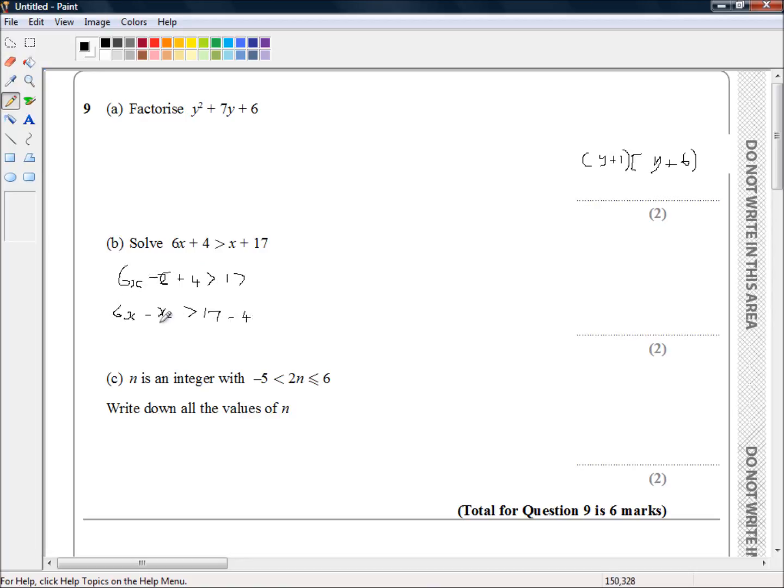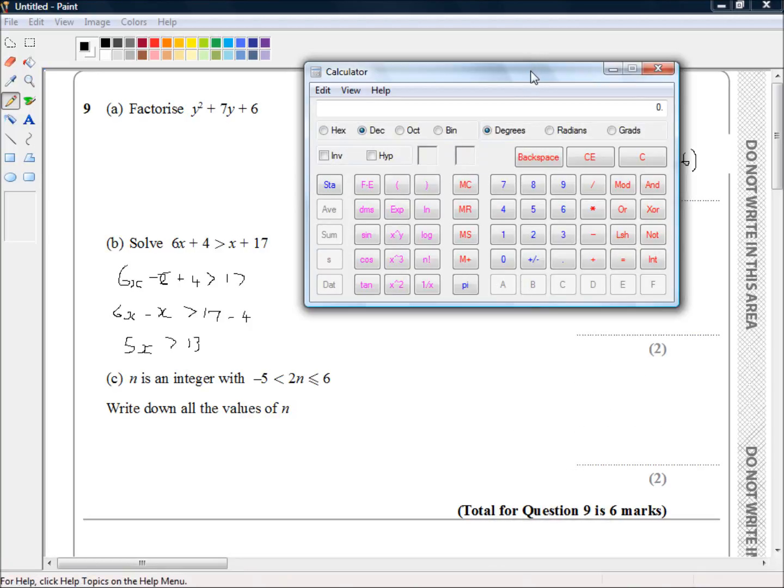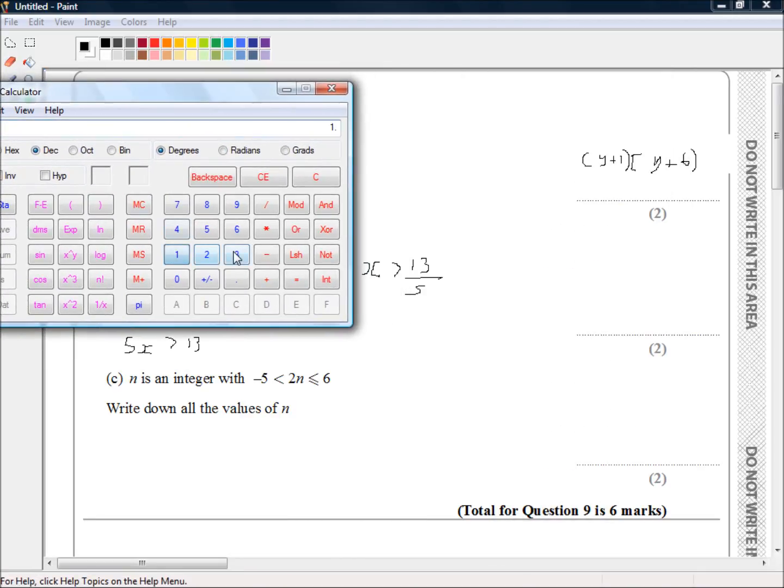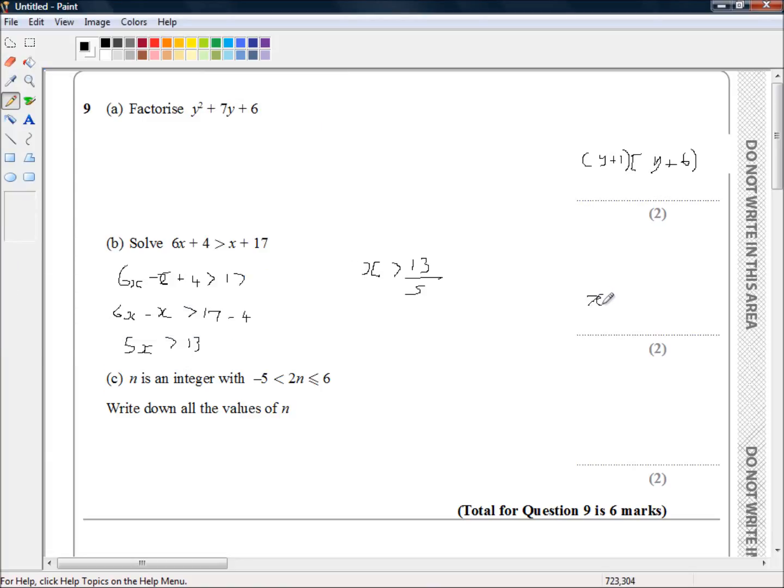And if you feel confident, this step could probably be just skipped, but I just wanted to show you how we got to here. Okay, so now combining like terms, 6x minus x is just 5x, which is greater than 17 minus 4 is 13. And then dividing both sides through by 5, we've got x is greater than 13 over 5, which you can use a calculator. I'm going to use a calculator in this case. So that's just 13 divided by 5 is 2.6. So our answer is x is greater than 2.6.